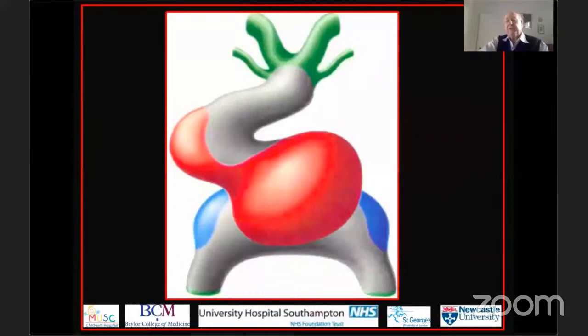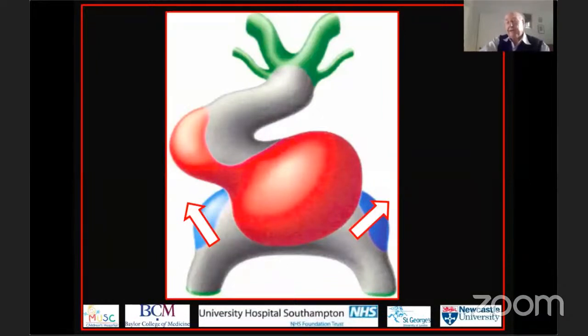And here you see the cartoon I also showed you in a previous presentation. This was prepared by my colleagues in Amsterdam, Moorman, and it shows you the essence of ballooning. What you see in gray is the primary heart tube. And what you see ballooning from the atrial component in parallel fashion in blue are the atrial appendages.